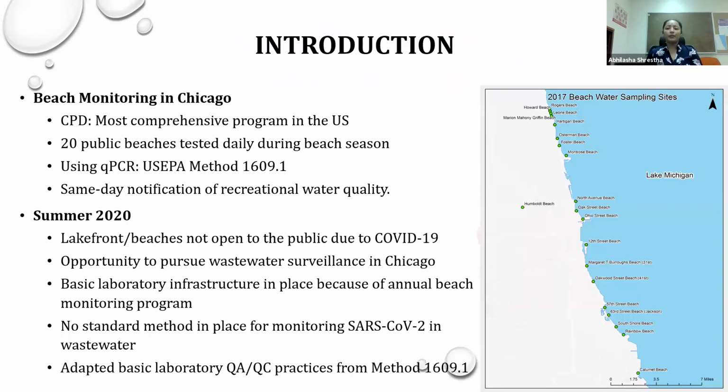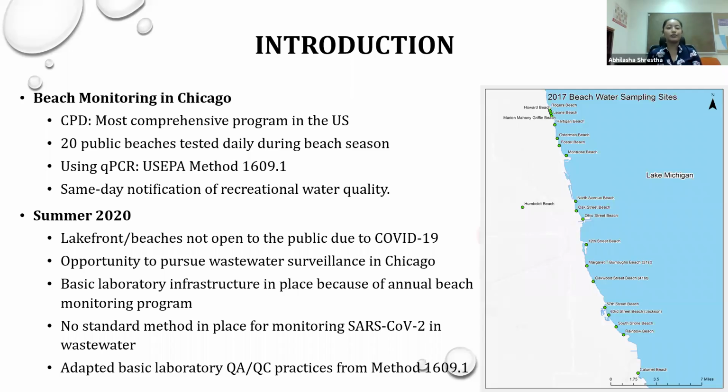First, I'm going to give you a brief background about the beach monitoring that we do here in Chicago. So Chicago has 26 miles of lakeshore front that attracts an estimated 20 million people annually here to the city. And the Chicago Park District has one of the most comprehensive beach monitoring programs in the United States, where they sample 20 beaches every day of the week during their beach season, which starts at Memorial Day until Labor Day. And since 2015, the Chicago Park District have collaborated with our labs here at UIC to monitor its beaches using qPCR, allowing same-day notification of the recreational water quality to the general public.